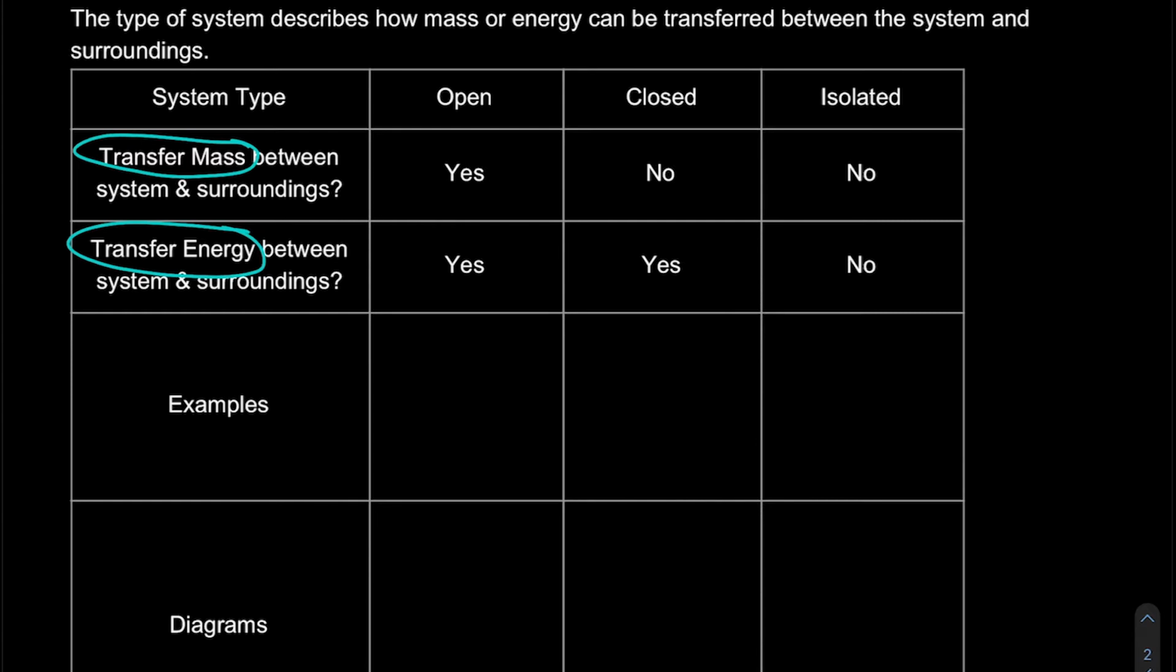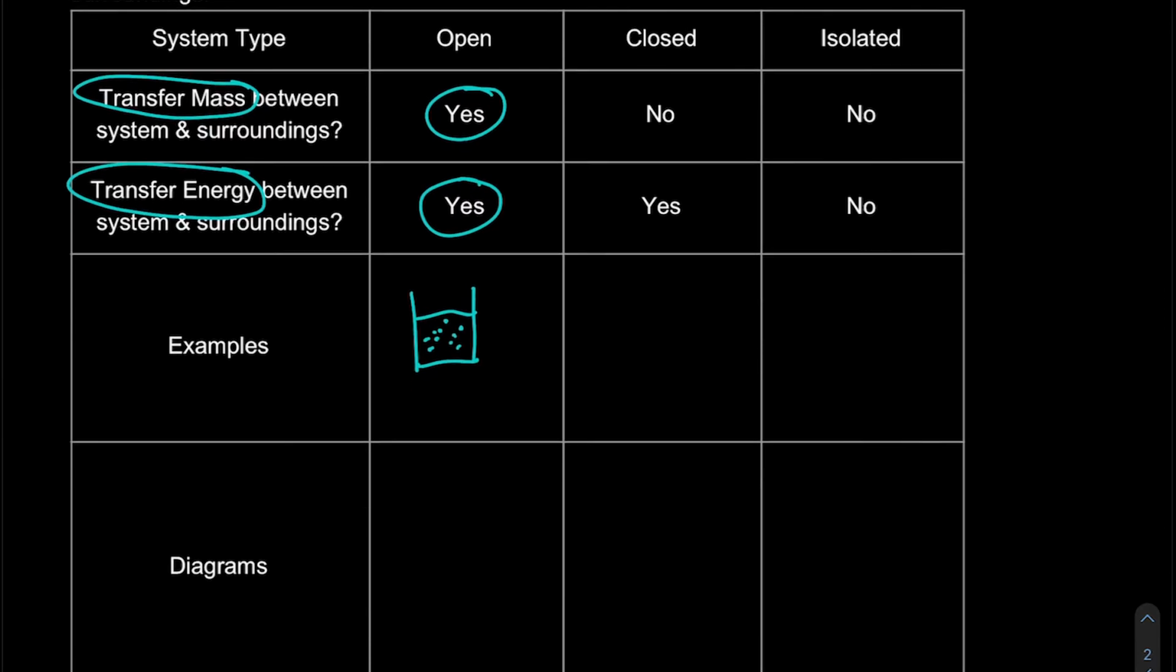Can they transfer energy? Can they transfer matter? And so if the system has the ability to transfer matter and energy between the system and surroundings, that would be what we call an open system. An example of that is maybe just some open beaker where we have a reaction that's occurring. And this open beaker is going to be either releasing or absorbing energy as this reaction is occurring.